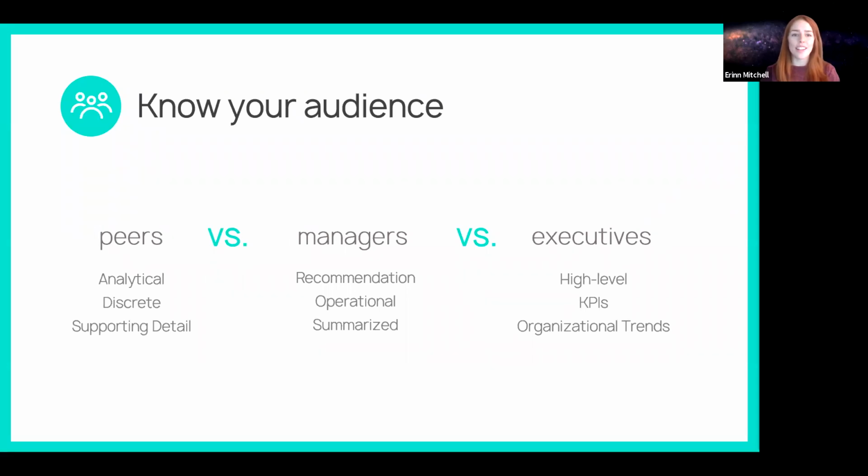So next is know your audience. This is that second pillar of how to be a data translator. The three types of audiences that I came up with are peers, managers, executives. So when you think about providing a report or an analysis or a summary, your very first question should be, who is the audience? Who's going to be consuming this data?